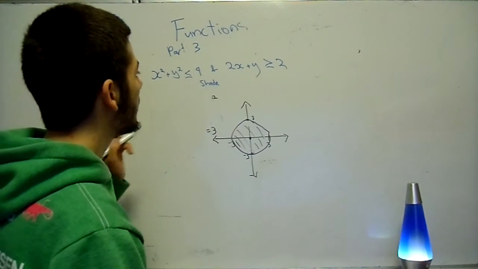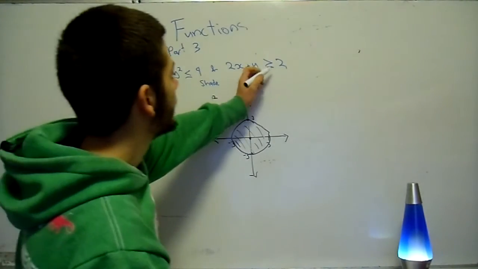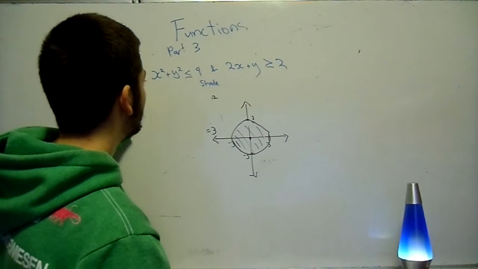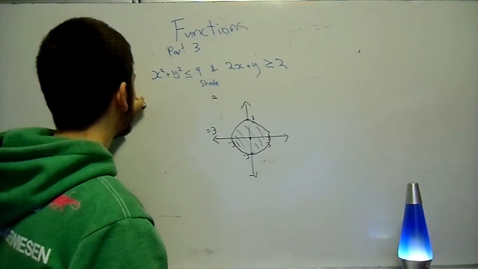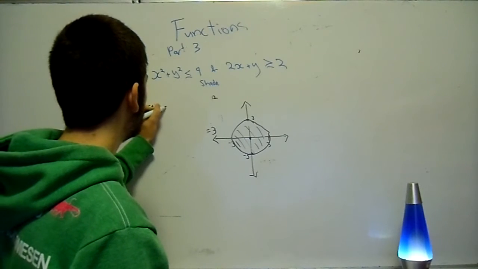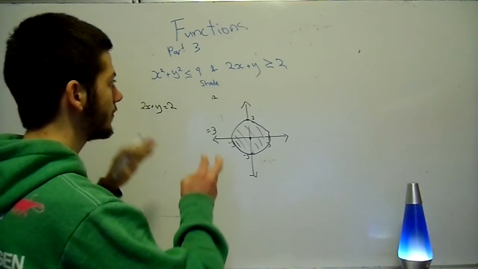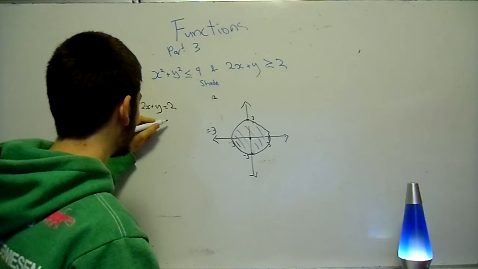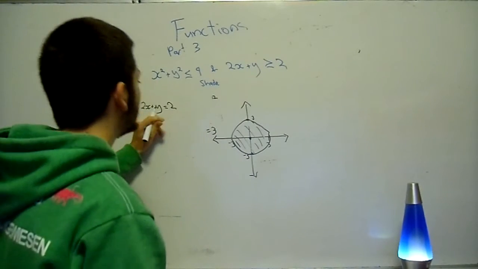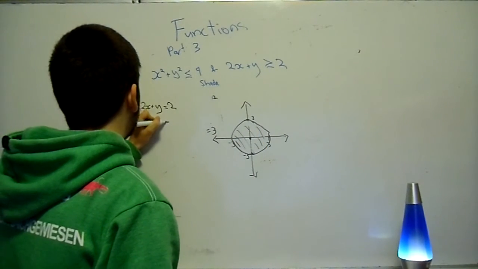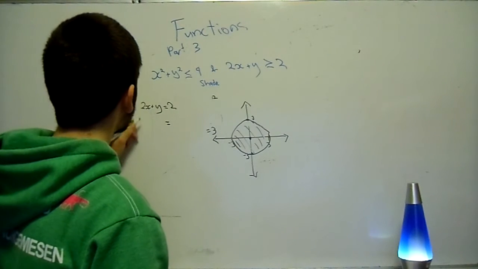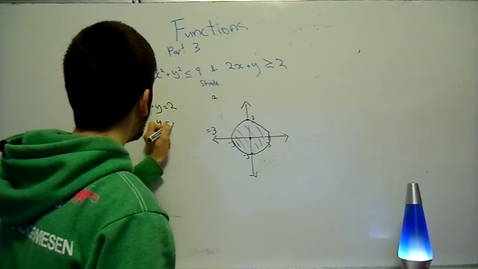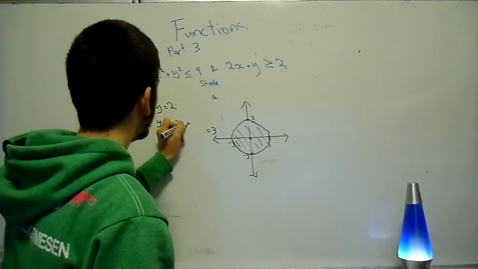Alright, next we have 2x plus y is greater than or equal to 2. When you write that out, we want it to look more like 2x plus y is equal to 2. That way we can get our mind around it, and then we can put in greater than, less than afterwards. So 2x plus y is equal to 2. And that's pretty simple. We can just plot that on there. But I want to evaluate a little bit more first. So we get y is equal to minus 2x plus 2.